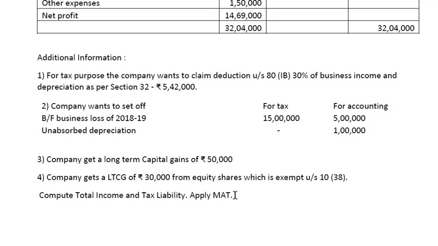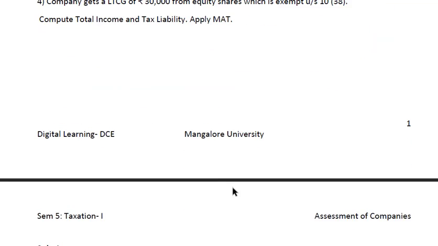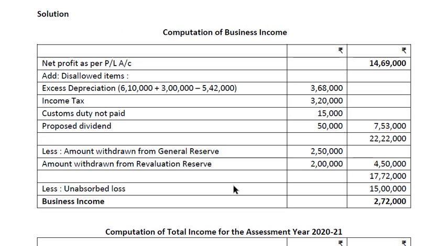Apply MAT. So we need to find first the business income, then find the total income, and then find the book profit. After that we shall calculate the tax liability. First we shall compute normal tax on total income and minimum alternate tax on book profit. So let us see the computation.